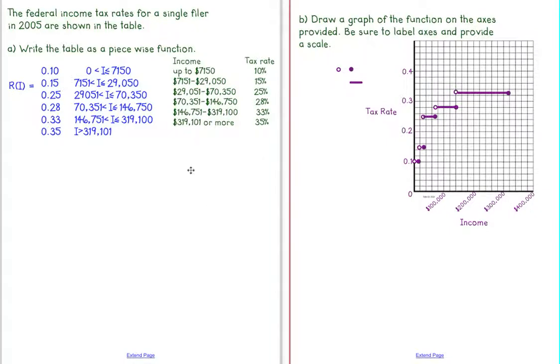So, and the last step would be the 35%, and 35% will be at 319,101. So 35 would be just above that by one step, because see, there's 30%, 32, 34, 35. That's right. And then this will just be added.